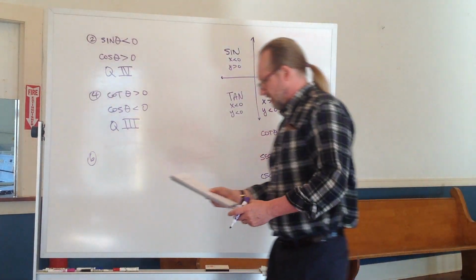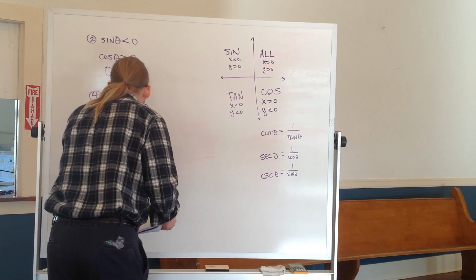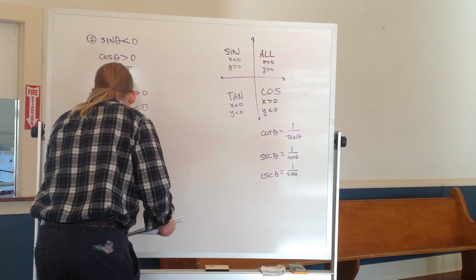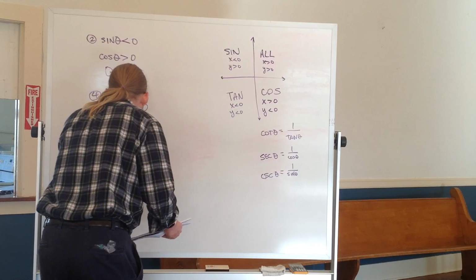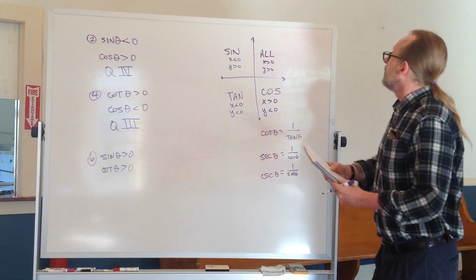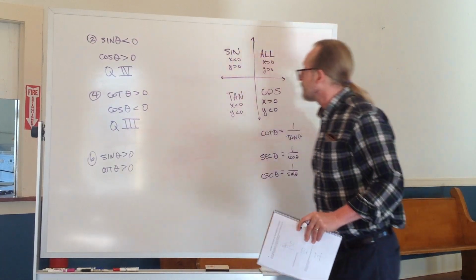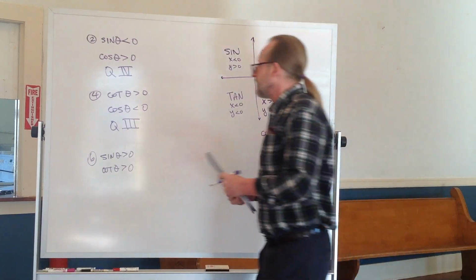Okay. Problem 6. Sine is positive, and cotangent is also positive. Okay. Well, if the sine is positive, we must be in the first or second. But if the cotangent is also positive, that means we must be in the first quadrant.